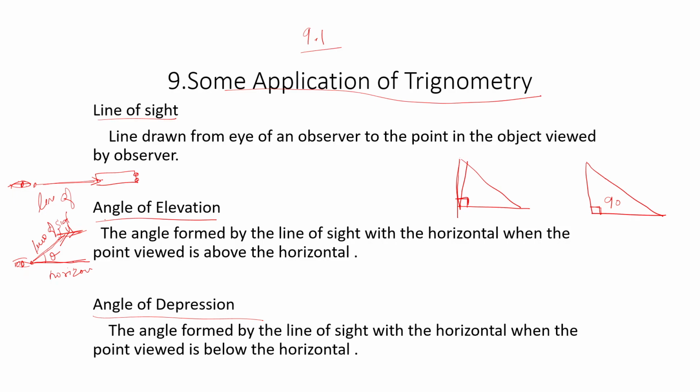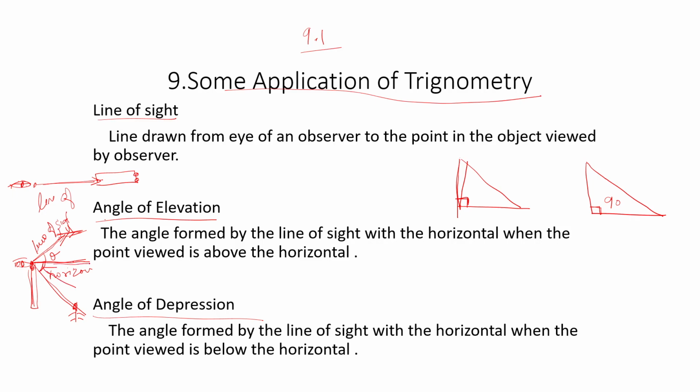Suppose I am standing on a tower, a big building, at the top of the building, and I am watching a person walking on the road. If I am watching from the top of the building, then this angle is called the angle of depression.